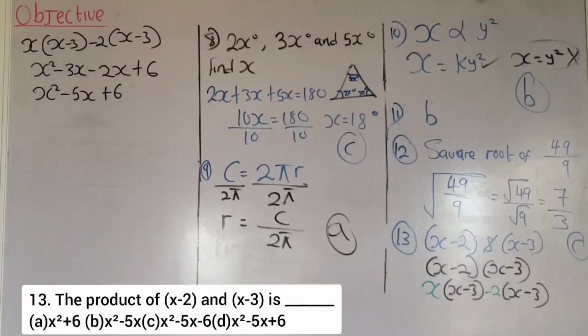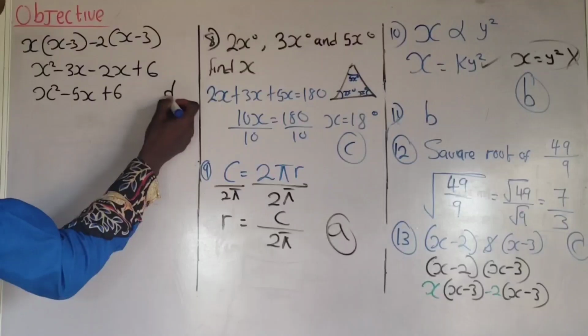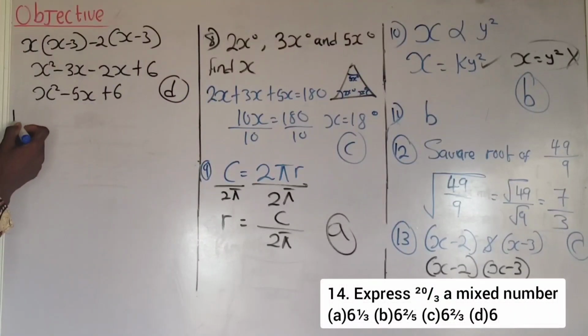You understand? I'm very sure you understood how I got this. Minus 3x minus 2x, that is what? Minus 5x. Okay? So don't get confused. Now, what's the right option? The right option to that question is option D. Option D is correct. Okay? For question 13, option D is correct. Now, let's move to question 14.